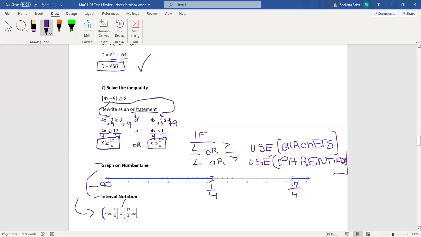This U in between these two statements represents the word or. We put a bracket again at 17/4. Why? Because our inequality symbol is greater than or equal to. And we're shading to the right side. That's the direction of positive infinity. So we enclose infinity right here with parentheses. This would be our interval notation.